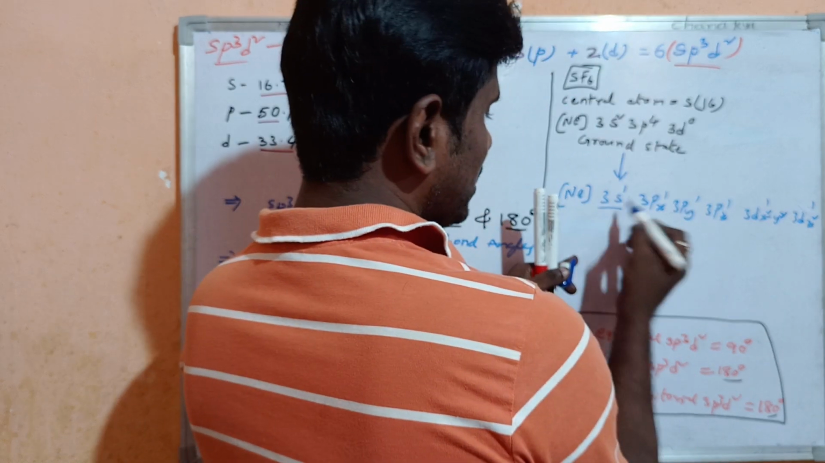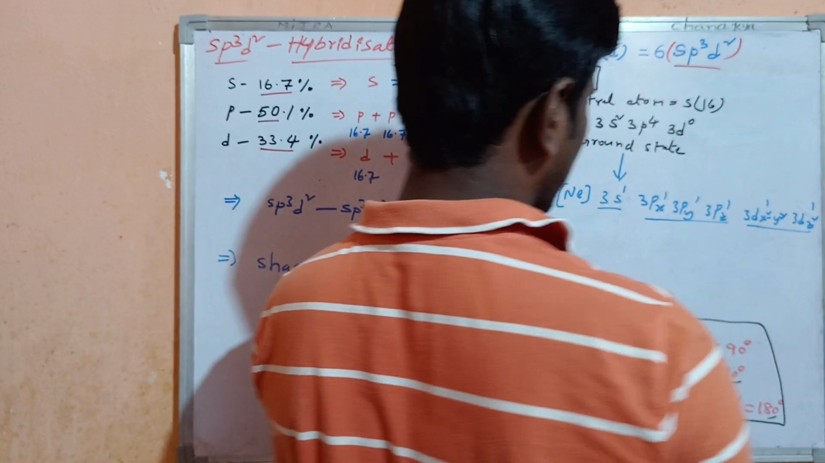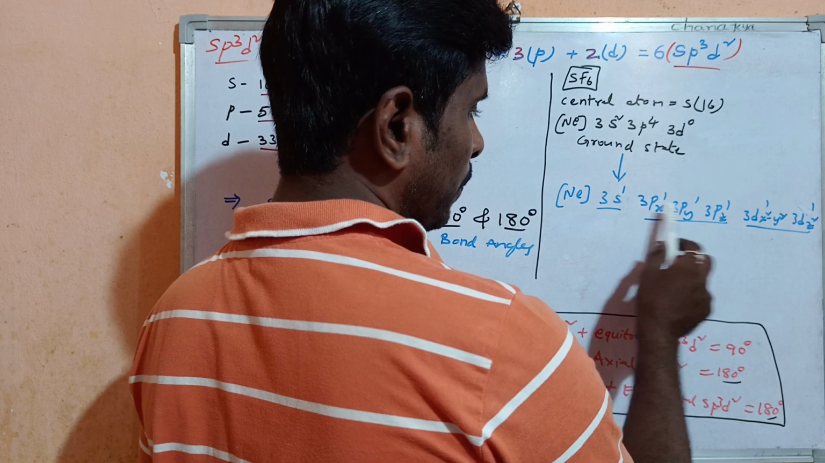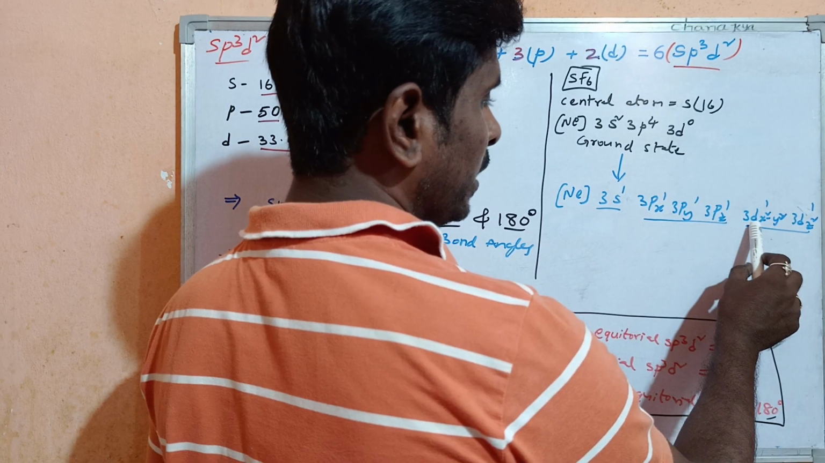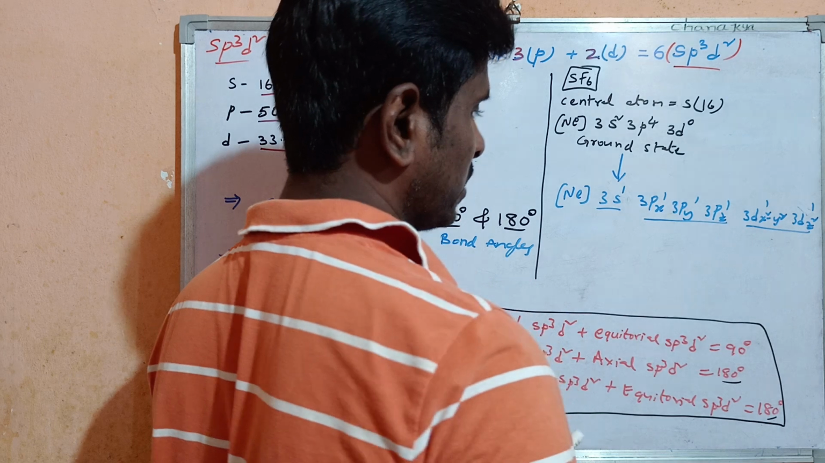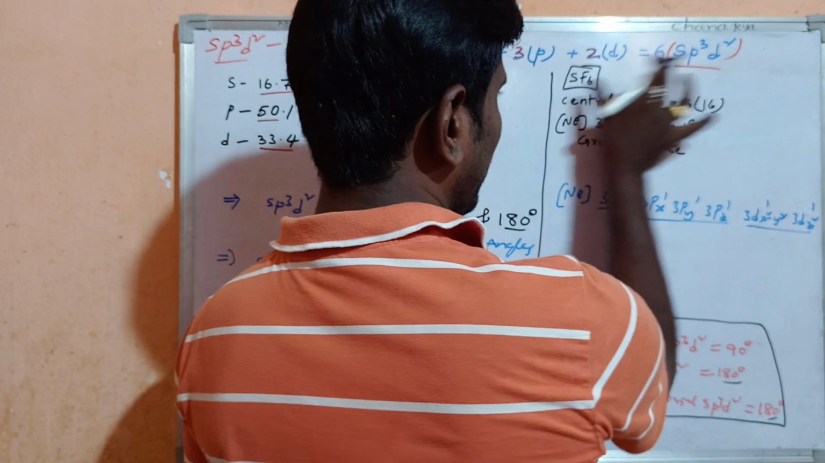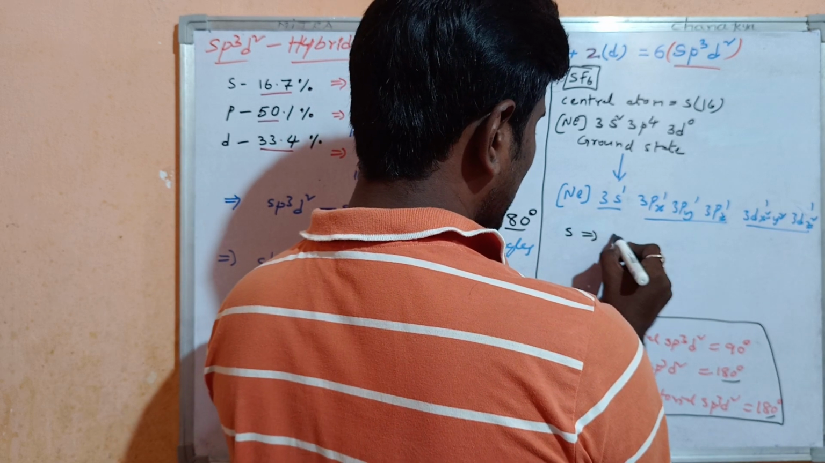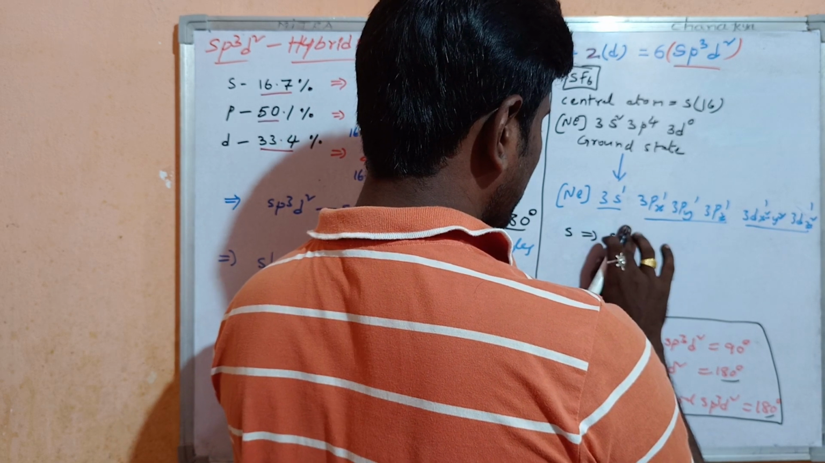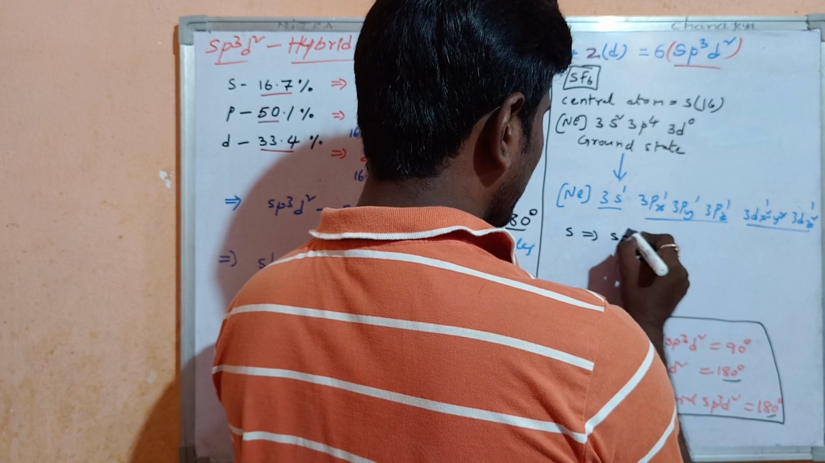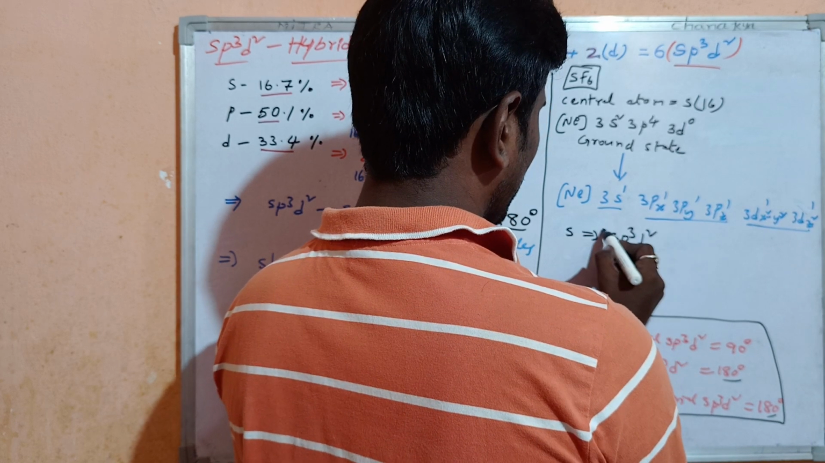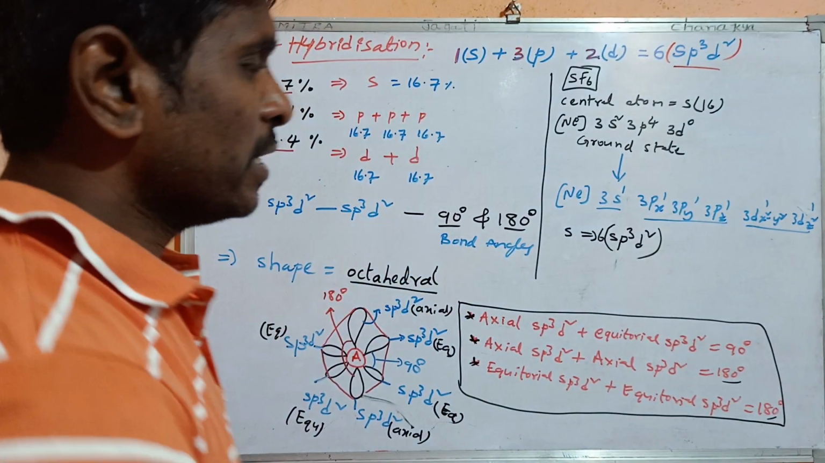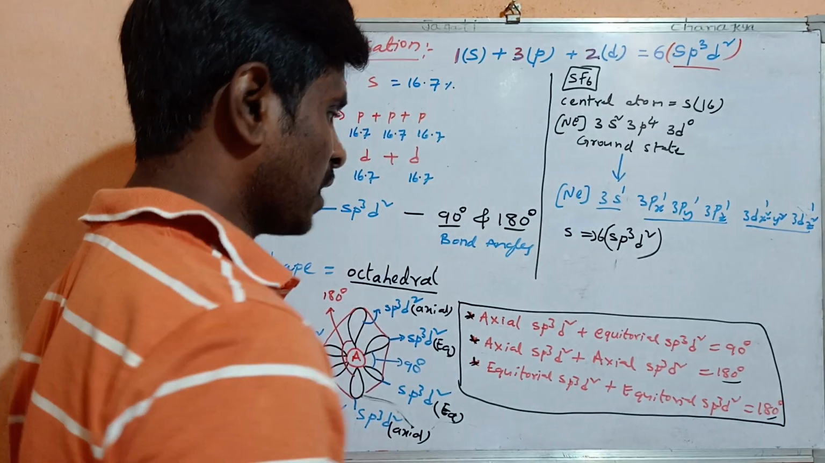Okay, now 1 s orbital, 3 p orbitals, 2 d orbitals in this. It means one 3s orbital, 3px, 3py, 3pz orbitals, 2 d orbitals, 3d x square minus y square and 3d z square, are there. Now in SF6 sulfur undergoes sp3d2 hybridization. Around the sulfur 6 sp3d2 orbitals are there.